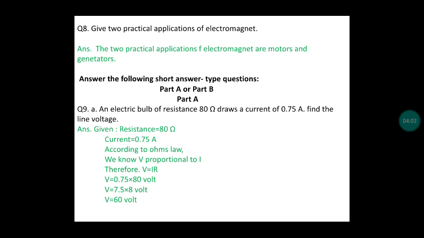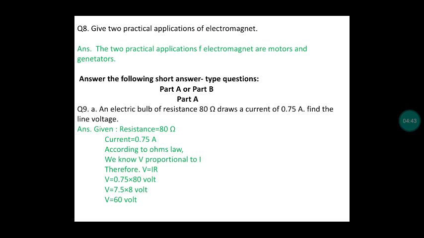An electric bulb of resistance 80 ohm draws a current of 0.75 ampere. Find the line voltage. What is given? The resistance is given as 80 ohm. Current is given as 0.75 ampere. Now we know that according to Ohm's law, the voltage is proportional to the current, and therefore we can write that V equal to IR.